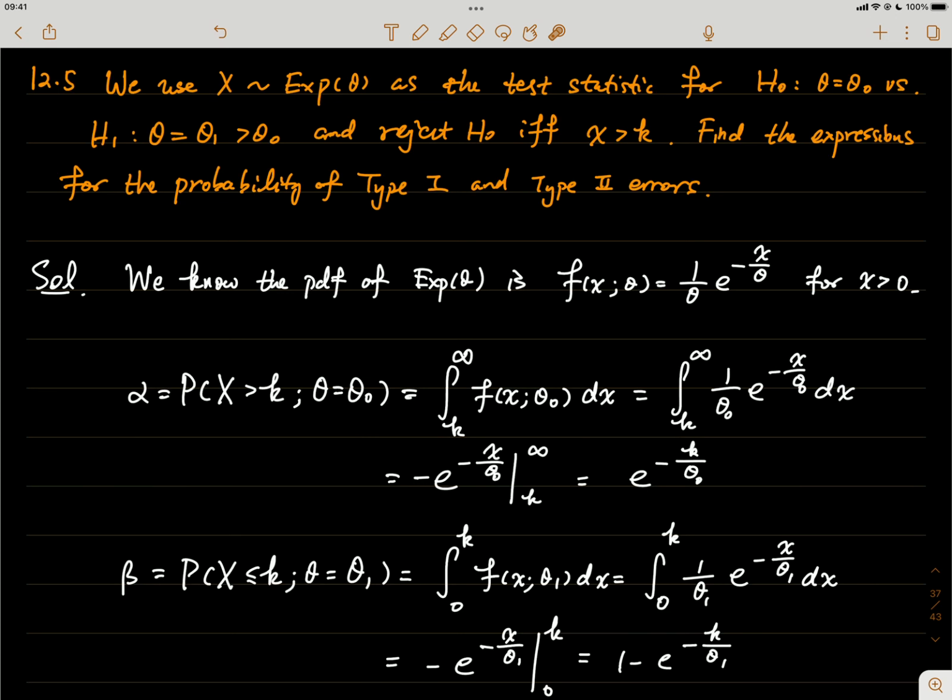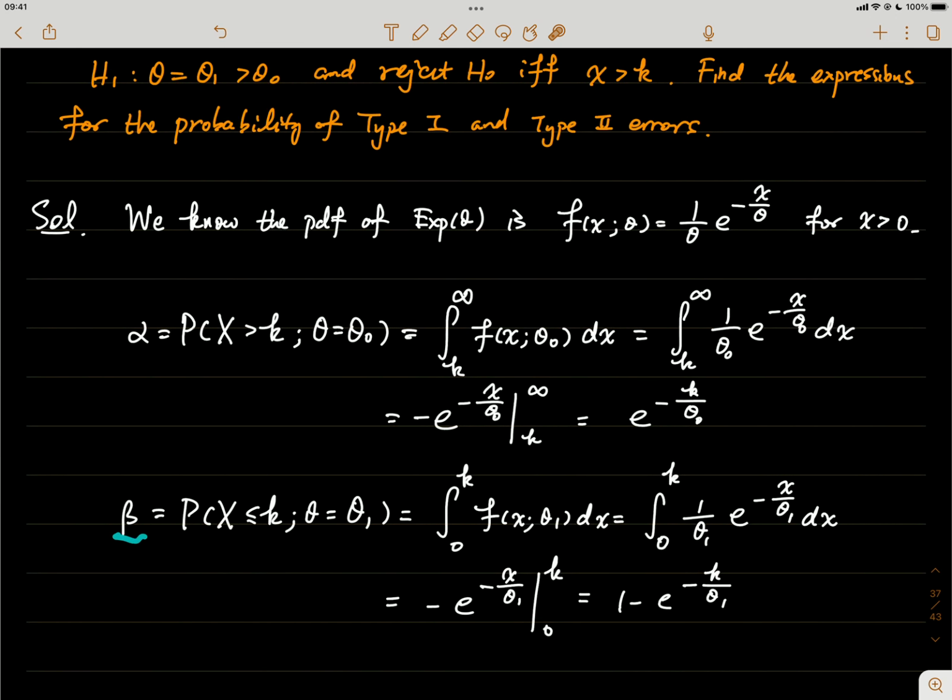Similarly, the type 2 error is the probability that X falls into the acceptance region, meaning that X is less than or equal to k, assuming that the alternative hypothesis is true. The alternative hypothesis says that theta is equal to theta 1. So assuming theta equals theta 1, the probability is the integral of the PDF with theta equals theta 1 over the interval 0 to k. Taking this integral gives us this result.